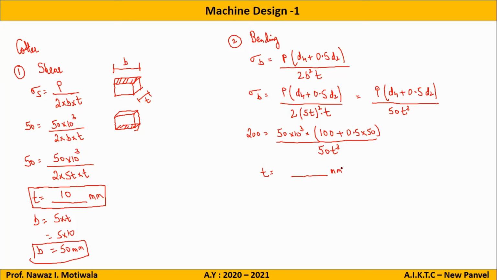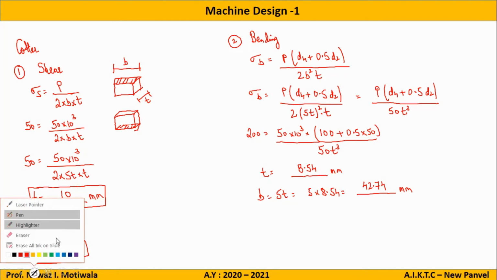8.54. Can someone give the validation? Yes, sir. 8.54. T is equal to 8.54. So if T is equal to 8.54, what will be B? B will be equal to 5T, which is equal to 5 into 8.54, and the answer for B will be how much? 42.74. Now just observe here.